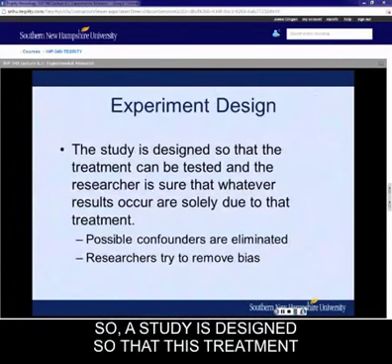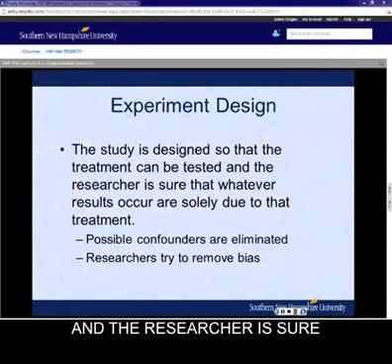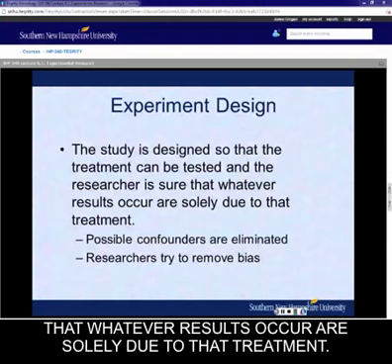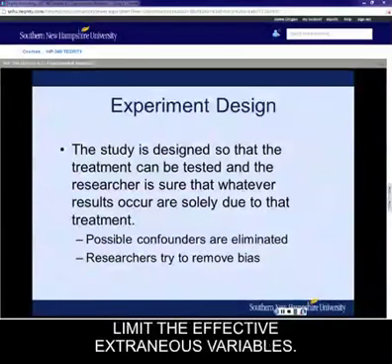So a study is designed so that this treatment or intervention can be tested, and the researcher is sure that whatever results occur are solely due to that treatment. So this is after you eliminate confounders and remove bias, limit the effect of extraneous variables.